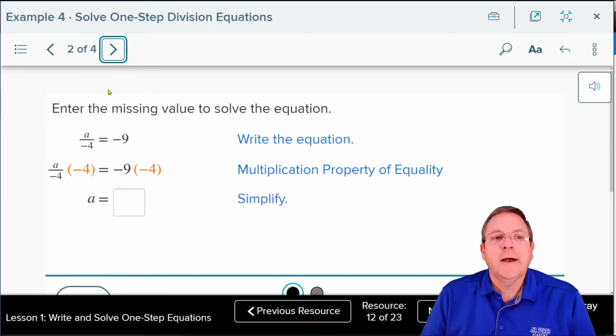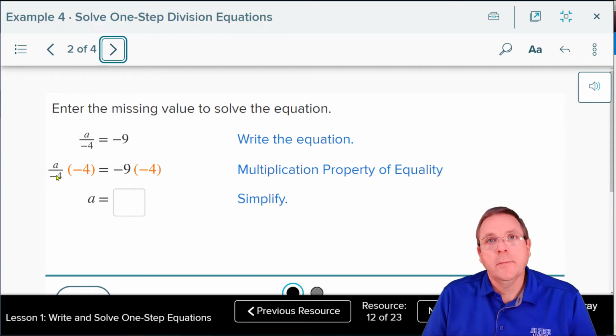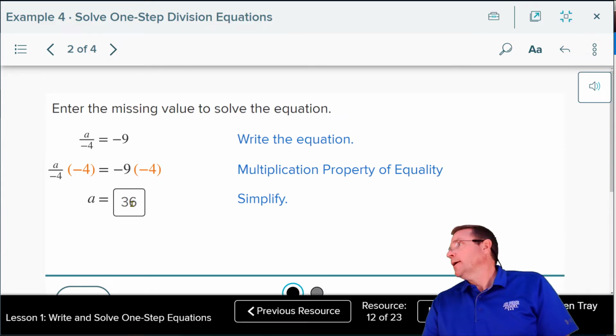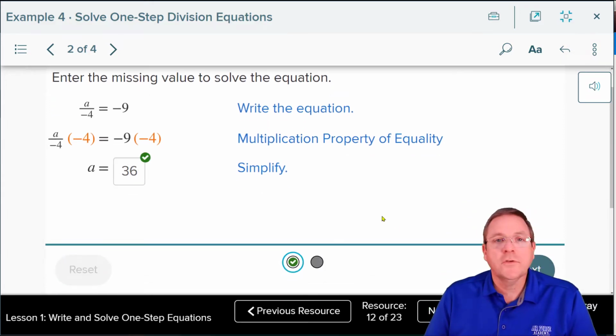Negative 4 is dividing a, and we're going to undo divided by negative 4 by multiplying negative 4 on both sides that you see right here. The negative 4's divide each other out, becoming 1. Once again, I would encourage you to put a big old fat 1 through here. 1 times a is a. 9 times 4, that's going to be 36. And a negative times a negative, that's going to be a positive, for a positive 36.